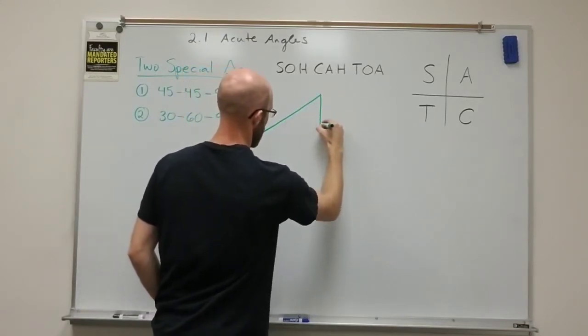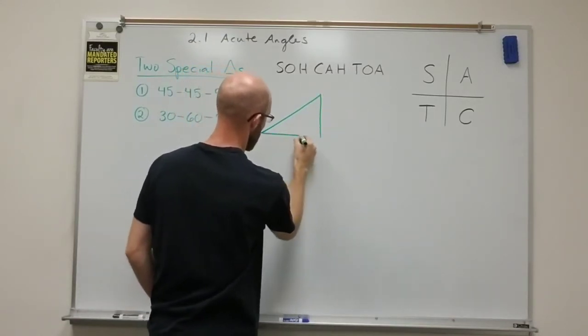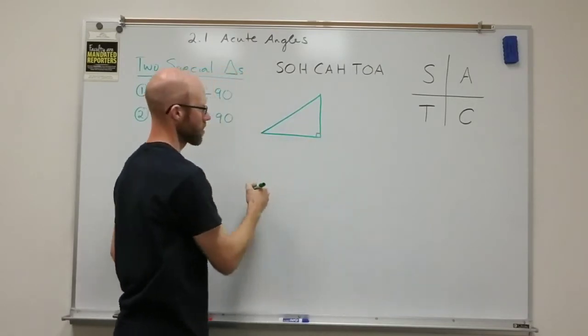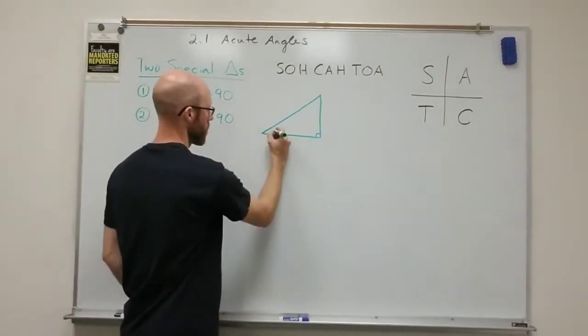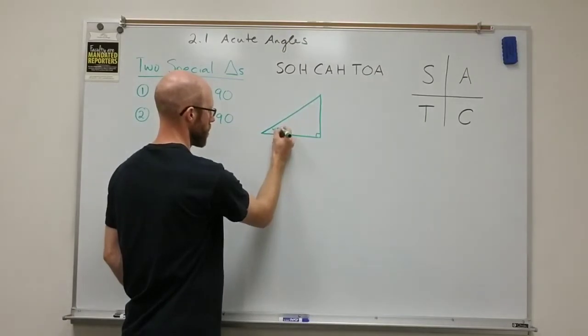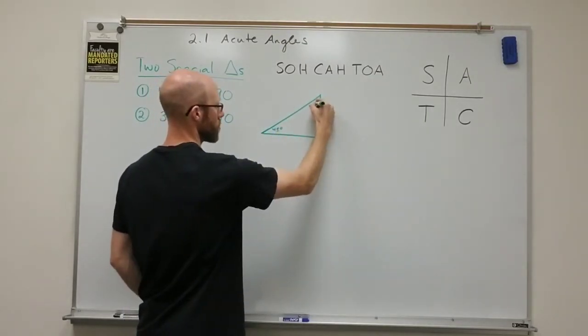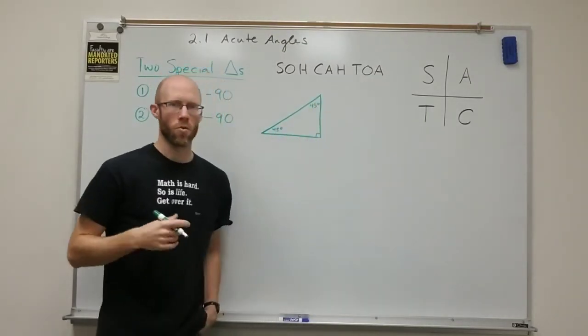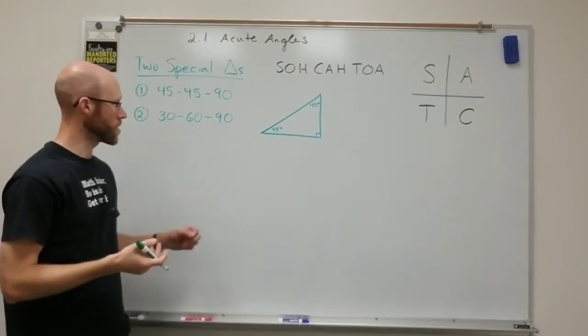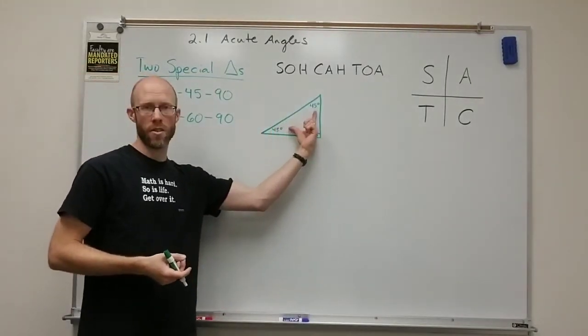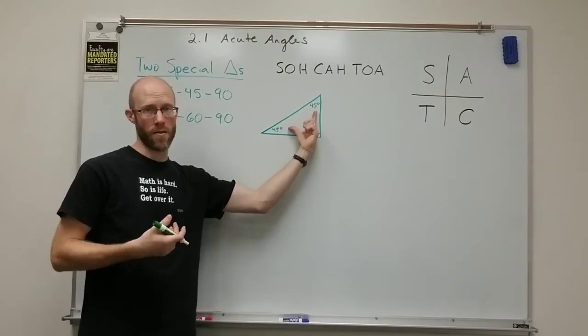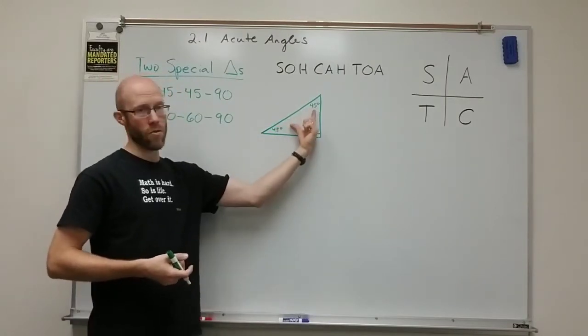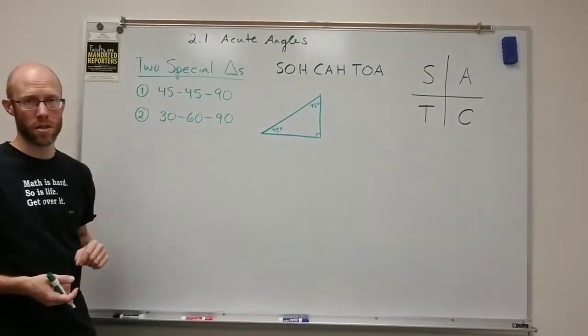If I were to draw roughly a 45, 45, 90 triangle, and of course it's not perfect, but it's good enough, I'm going to have two 45-degree angles and a 90. Remember, I did say that the two angles that are not the right angle will be complementary, so they have to add up to 90. So 45 and 45 work, 30 and 60 work.